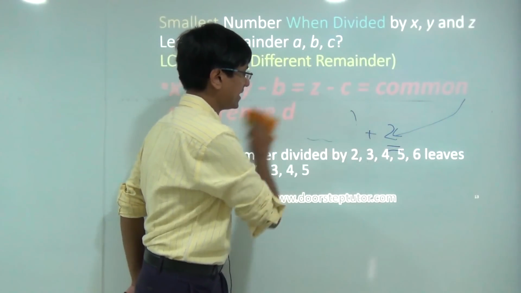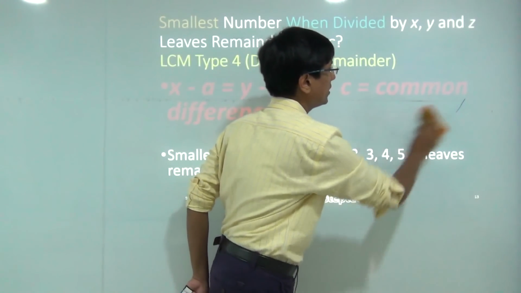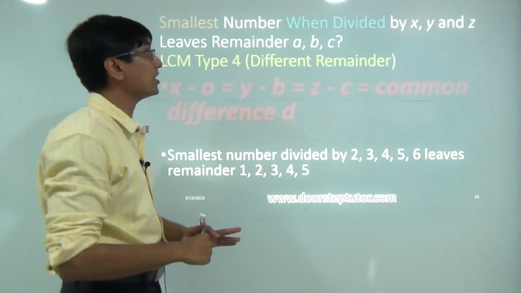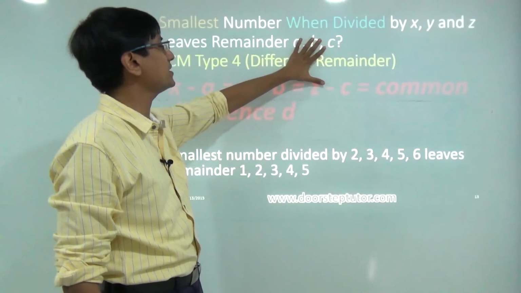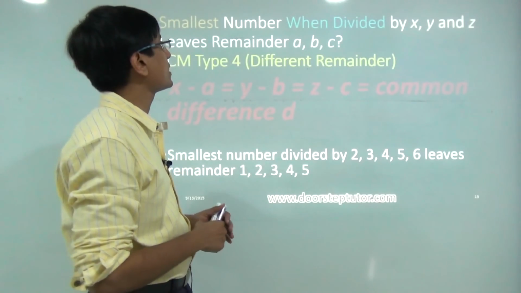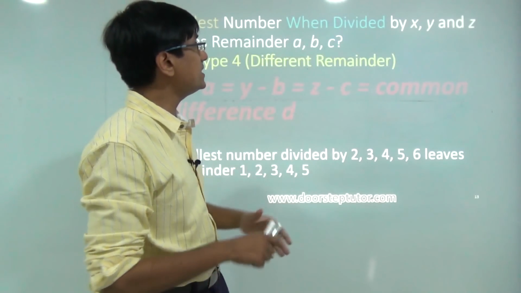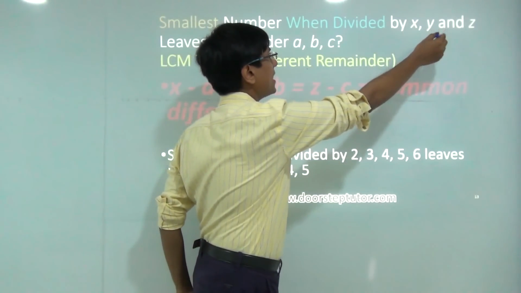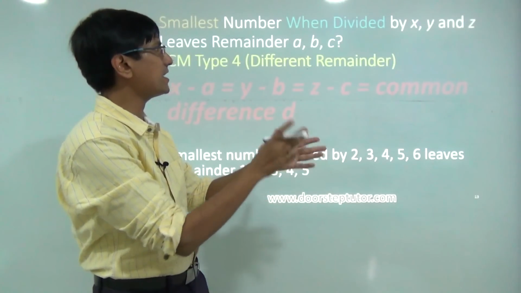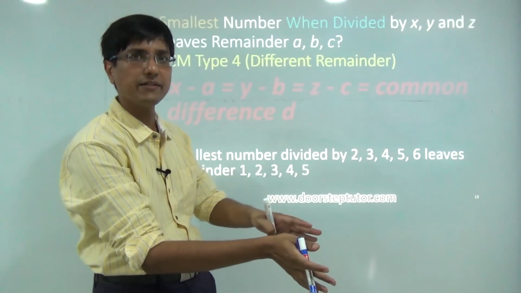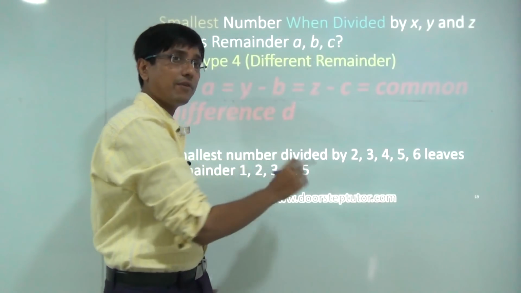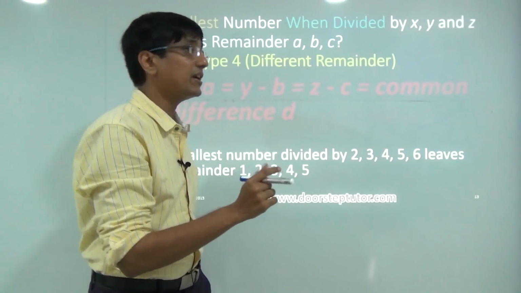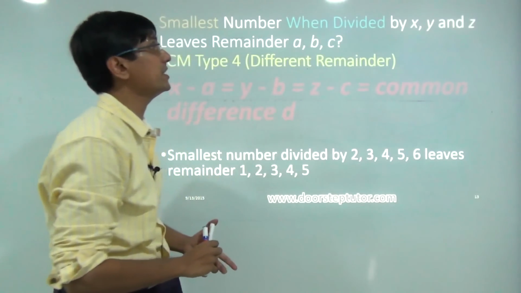Now this is slightly trickier. We are trying to solve trickier and trickier problems as we go along. But don't think that these problems are not asked. This is indeed asked in many exams. So now what I have been asked is to find the smallest number which, when divided by x, y and z, I divide that number by x, by y, and by z. In each case, instead of getting the same remainder, as in the last kind of problems, I am getting different remainders a, b and c.